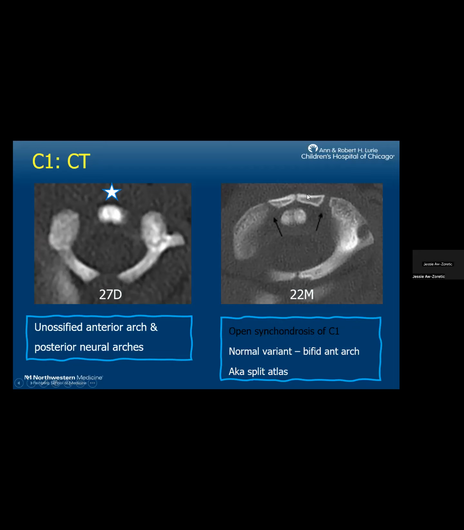Then as you move forward in time, here's a CT from a 22-month-old, and here's the anterior arch, and this is a normal variant. You can have a bifid anterior arch, otherwise known as a split atlas. And here you can start seeing the posterior aspect of the neural arch.